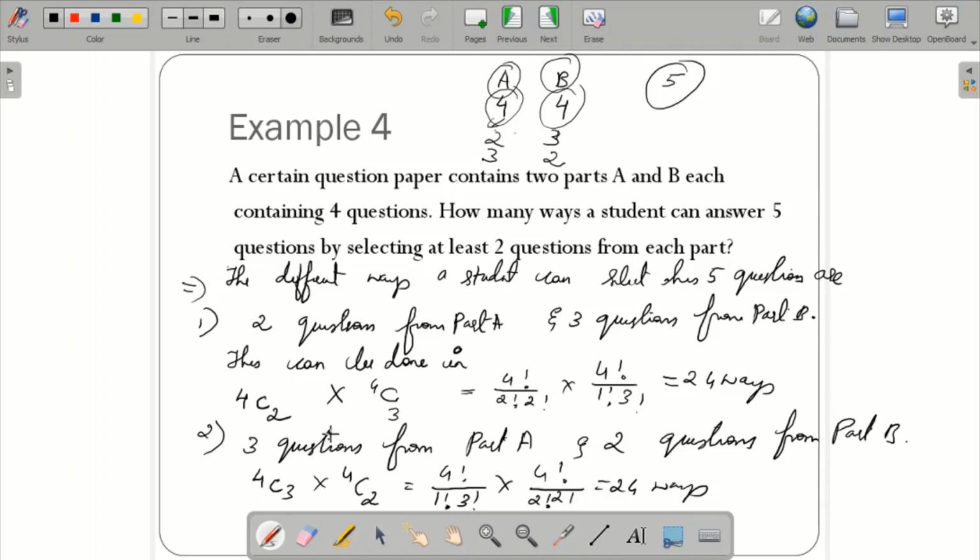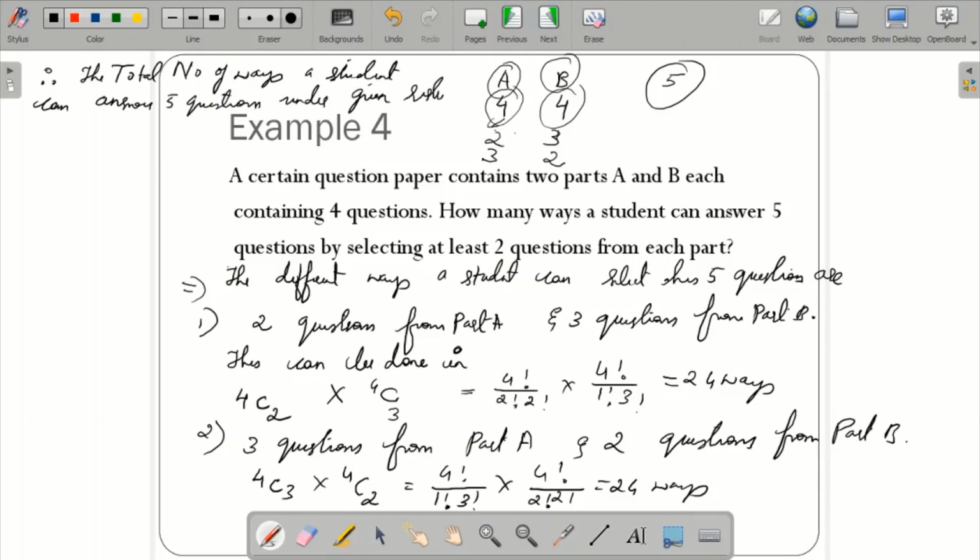So therefore the total number of ways a student can answer five questions under the given restriction is equal to 24 plus 24, so that is equal to 48 ways. So this is regarding the example.